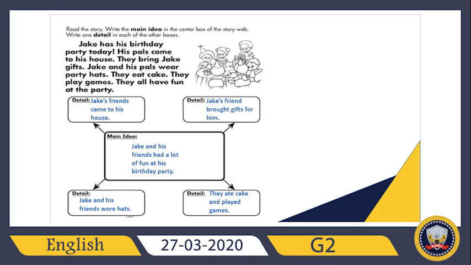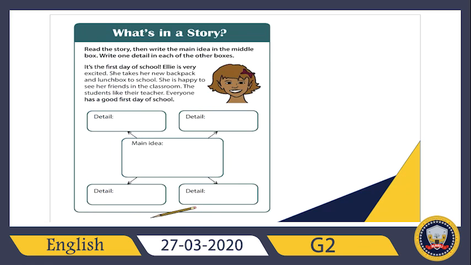See, whatever I have written in the details, I have picked from the story. The first detail, Jake's friends came to his house. Then Jake's friends brought gifts for him. Jake and his friends wore hats. They ate cake and played games. So the central idea, what I understand from this story is, Jake and his friends had a lot of fun at his birthday party. So now I want you to try another story.